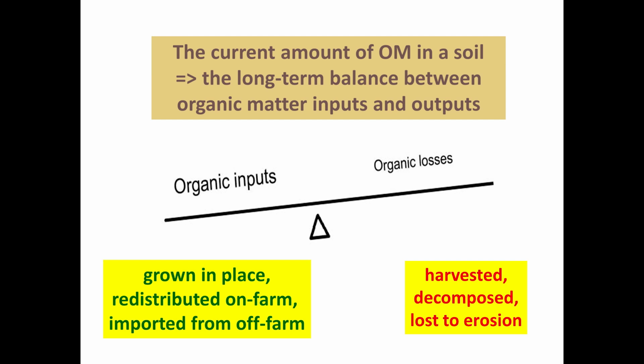But we also can have redistribution on farm where we might produce crops that we feed to livestock, and then we move the manure around where we want to put it on our farm. We also can, of course, import organic materials, and some farms do this very intensively, bringing in organic residues from other locations. Of course, we also have organic losses. When we harvest, we are removing organic materials from the system that otherwise would be returned. When we have decomposition, obviously that's a major loss pathway. We said that about 75% or more of all of the residues coming in are back in the atmosphere within a year. And then, of course, we also have other losses, such as erosion.